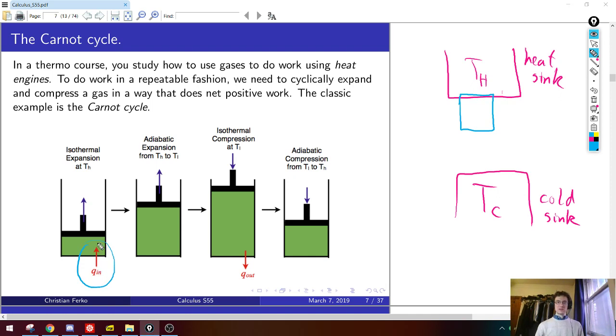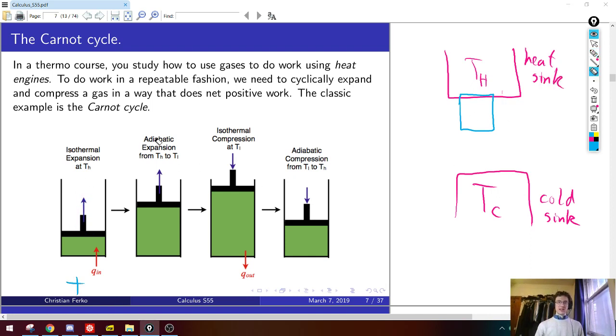So heat enters the ideal gas from the heat sink. And as that happens, the gas is going to expand, which means it's going to push this piston and do some work. So we get some positive work out of it here, right? So here's a net plus, basically. Okay, then what do we do?